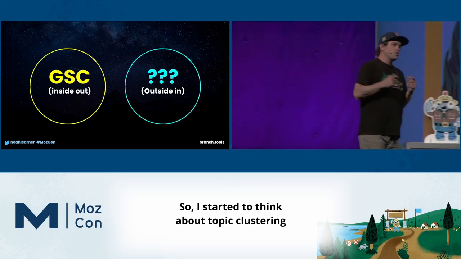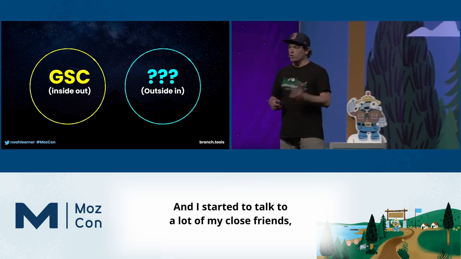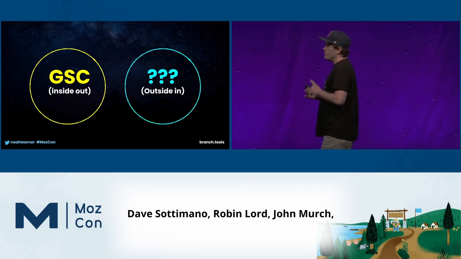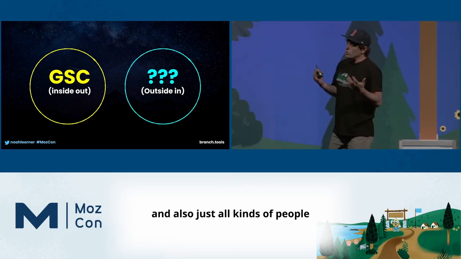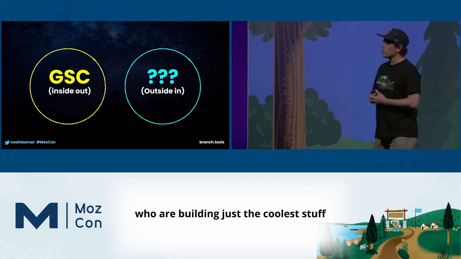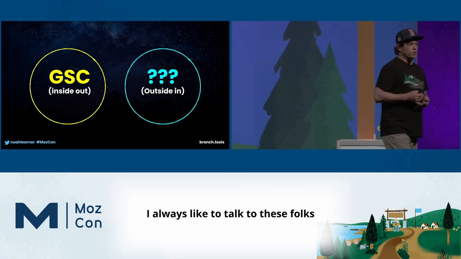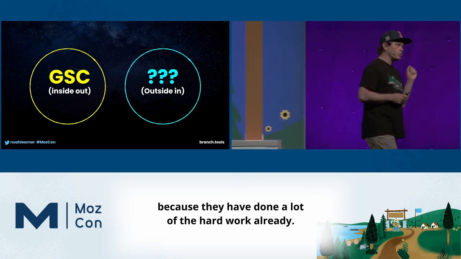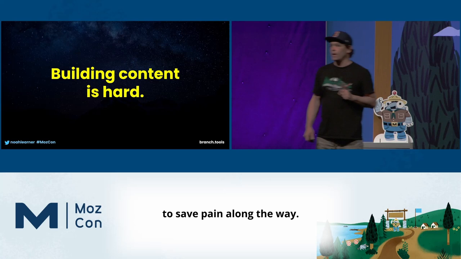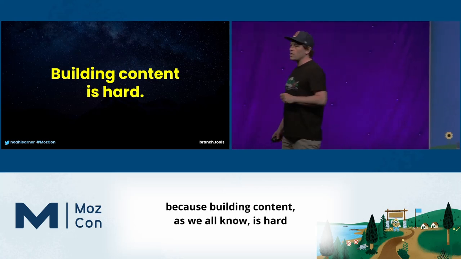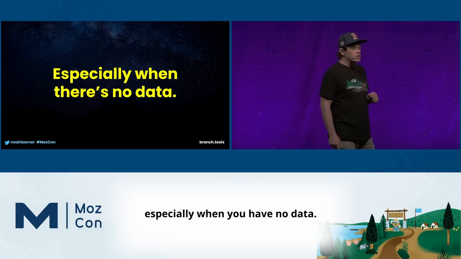So I started to think about topic clustering and the technologies behind it, and I got really, really stoked, and I started to talk to a lot of my close friends. Dave Sotomano, Robin Lord, John Murch, all the guys who are building just the coolest stuff on the cutting edge of SEO. Because when you're starting these journeys, I always like to talk to these folks because they have done a lot of the hard work already, and there's a lot of opportunities for me to save pain along the way. And I knew that it was critically important because building content, as we all know, is hard. And it takes a lot of time, and it's really, really tough, especially when you have no data.